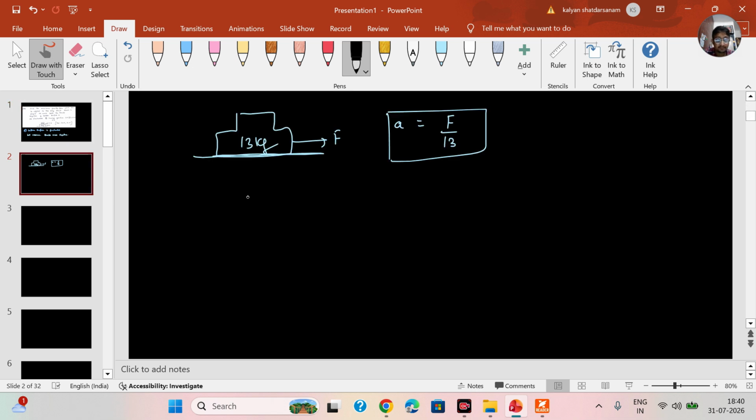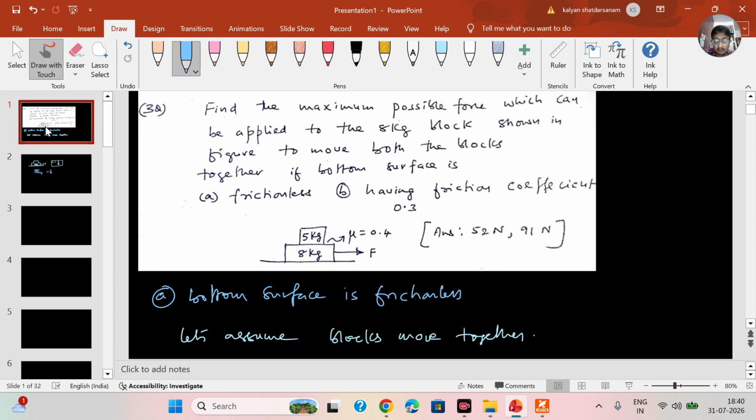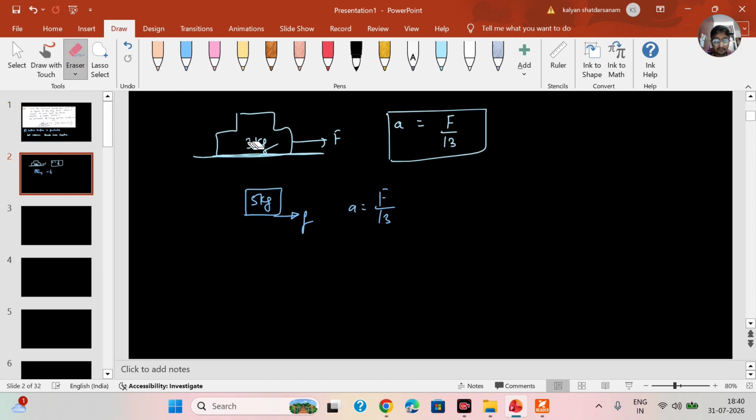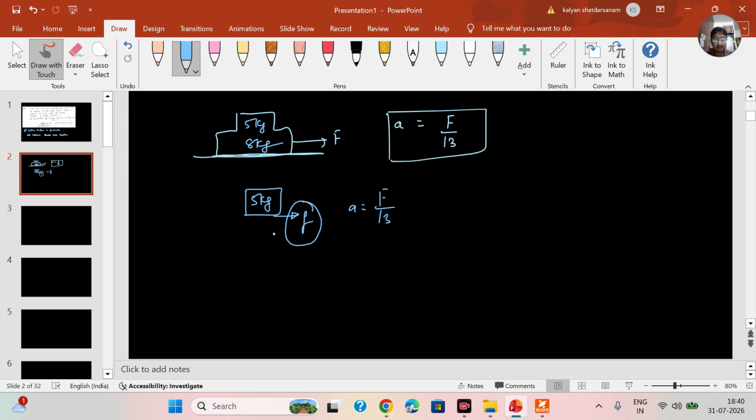I'll take the upper block, the 5 kg block I'm taking. We already got the acceleration F by 13. And there is static friction on 5 kg. Top one is 5 kg, bottom one is 8 kg, right? So I'll just write that way only. It's better. Top one is 5 kg and bottom one is 8 kg. So if both are moving together, you should ask the question, why is the upper block moving? It is because of this friction only, which is static, because I assumed they move together.